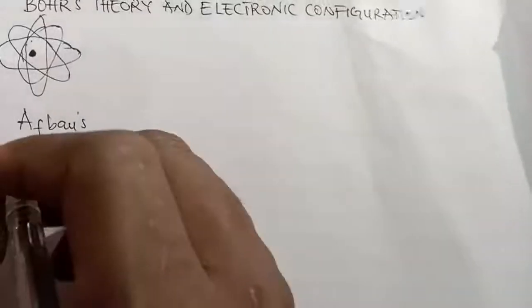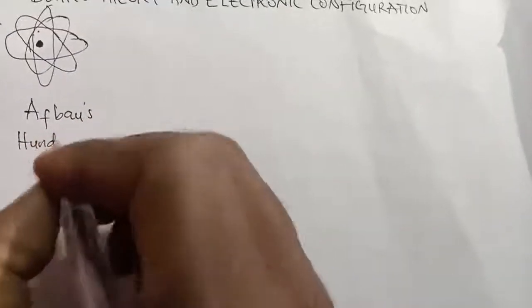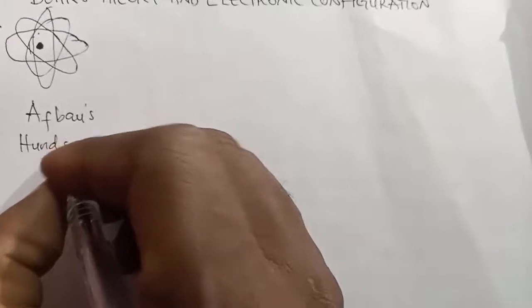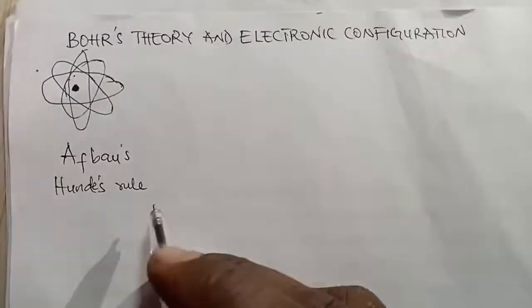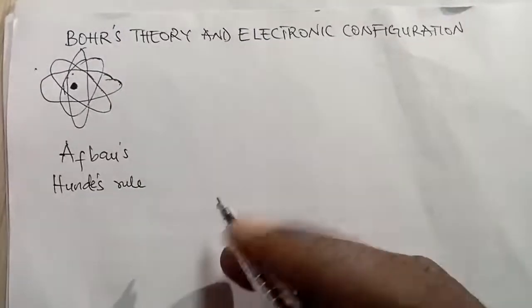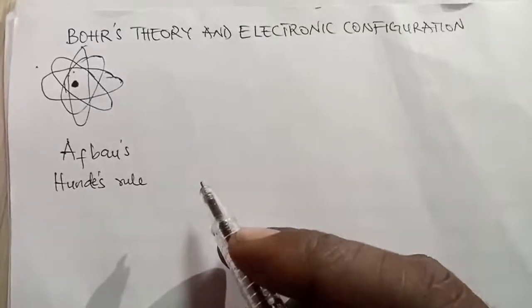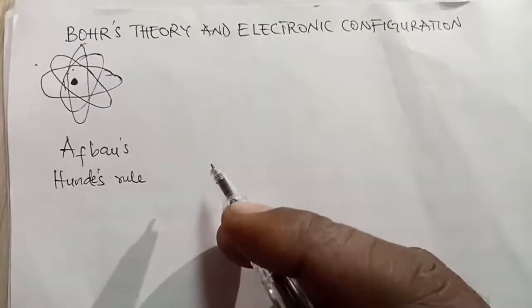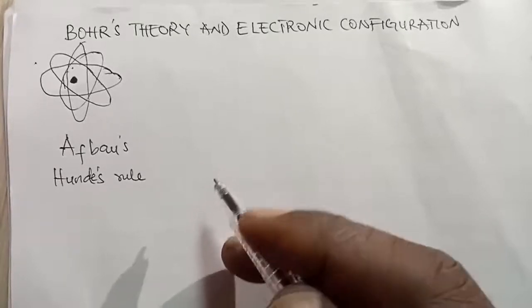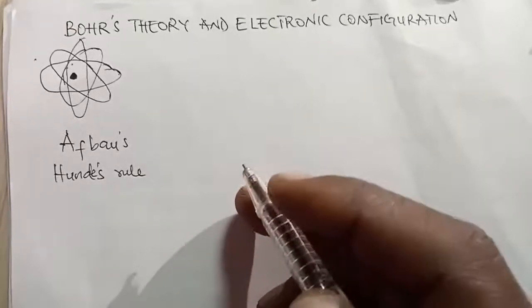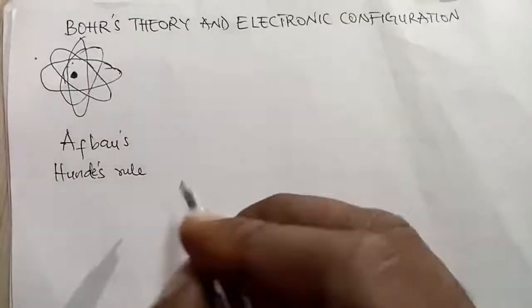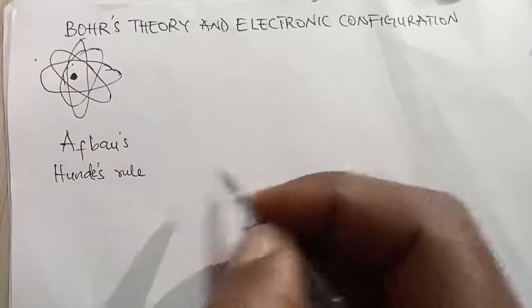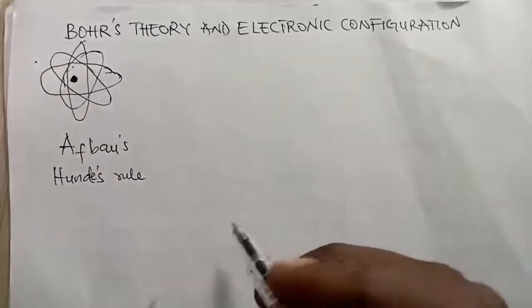The second one is Hund's rule. We call it Hund's rule of maximum multiplicity. So Hund's rule of maximum multiplicity states that electrons are filled in orbitals or degenerate orbitals singly before pairing. So when we're filling, we fill them singly first of all before we pair them.